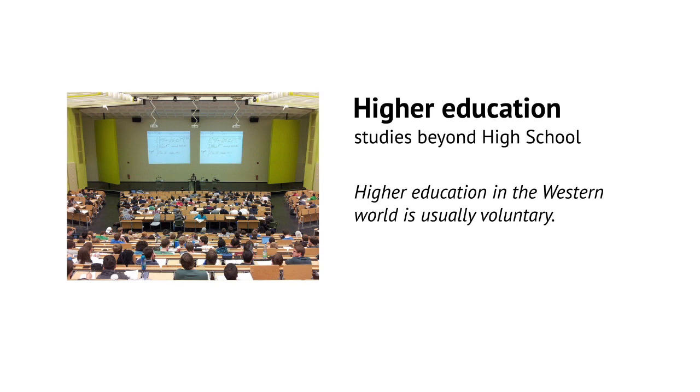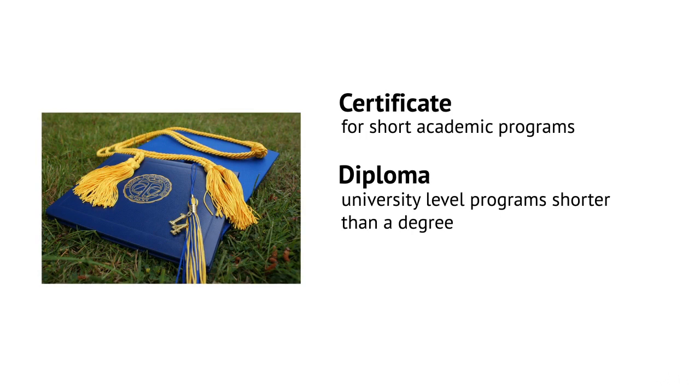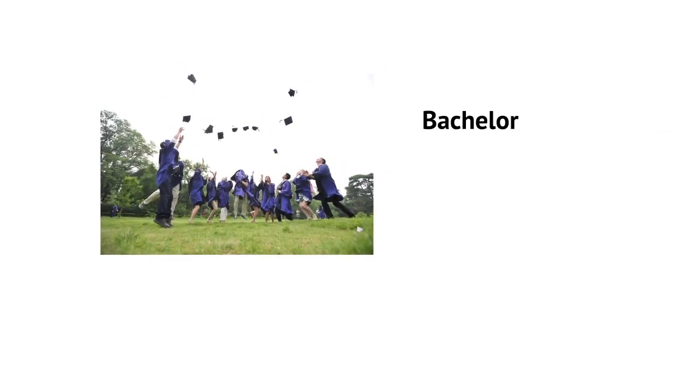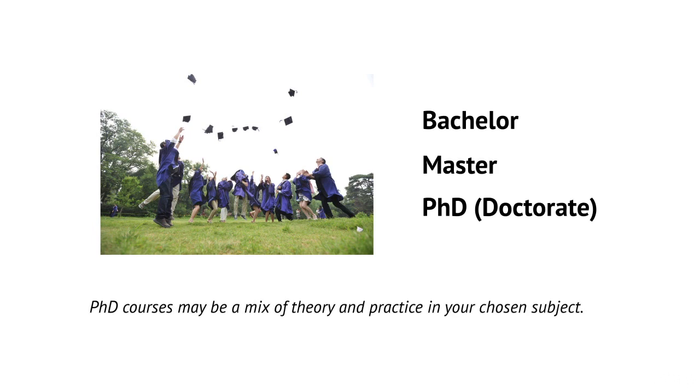As a result of your studies, you hopefully receive an official recognition in the form of some qualification. General types of qualifications are certificate, for short academic programs; diploma, university-level programs shorter than a degree; degree, relatively long academic programs covering specific areas in great depth. Traditionally, the first degree you acquire is the bachelor's. You can then apply for master's and PhD, or doctorate. Example: PhD courses may be a mix of theory and practice in your chosen subject.